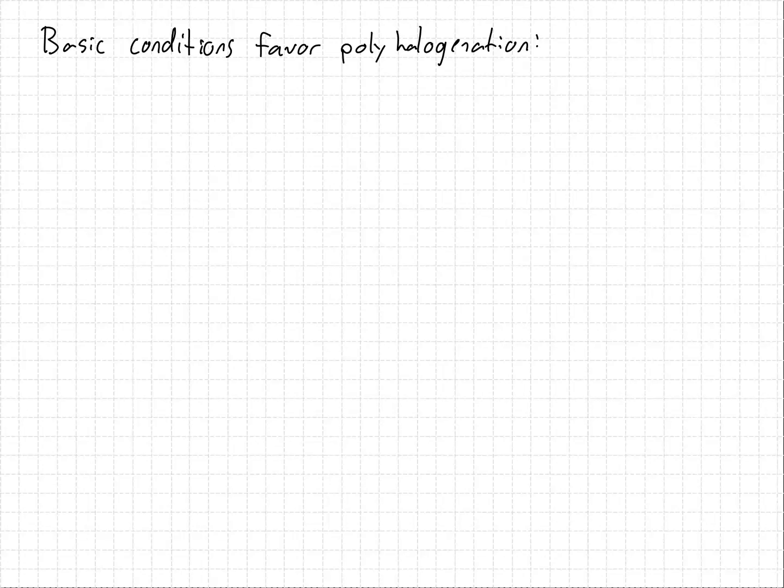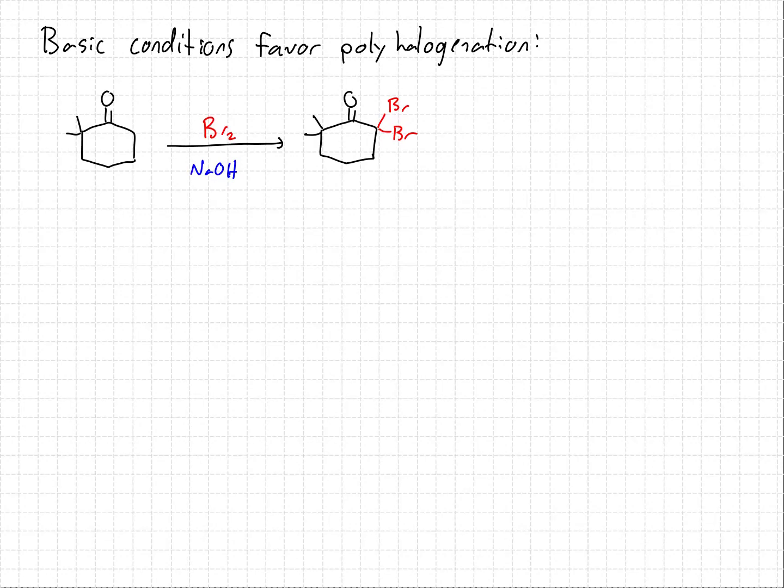Interestingly, this reaction will also work under basic conditions that favor enolate reactions over enol reactions, and it will favor polyhalogenation. If I take a ketone like this, and I treat it with bromine in the presence of a base, the interesting thing about this reaction is that all my alpha hydrogens are going to be replaced with halogens.